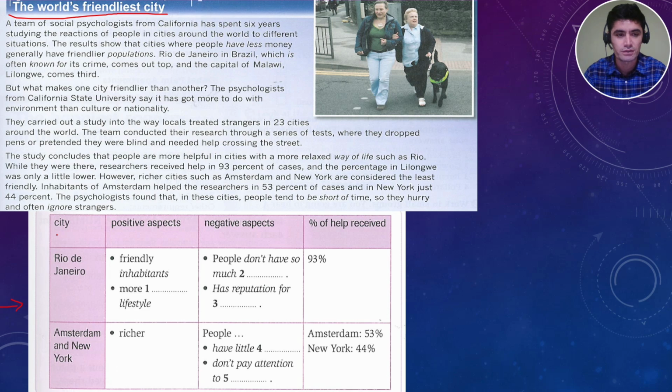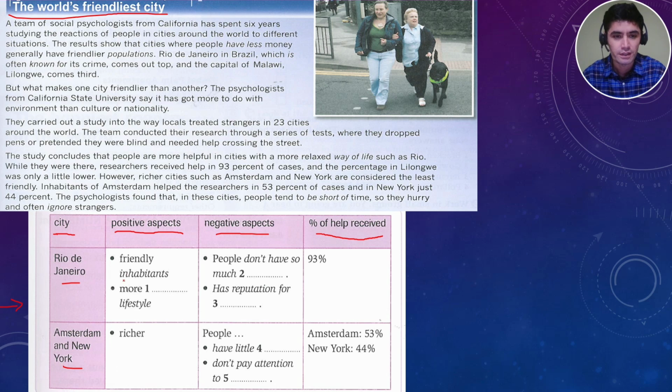First off, we check the rubrics. First, it's about cities. So three cities were mentioned here: Rio de Janeiro, Amsterdam, and New York here. Next, in this column is about positive aspects of Rio de Janeiro and Amsterdam. Next column is about negative aspects, and last one, percentage of help received.